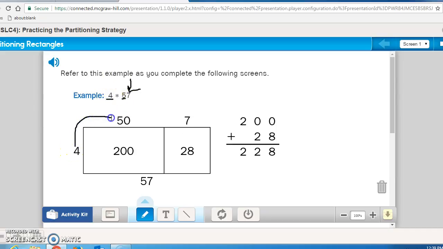So first you take 4 times 50, and in the box you would have written 200. Then you would have taken 4 times 7, and in the box you would have written 28. Then you would have taken 200 plus 28 to get 228. This is just another way to come up with your answer for finding a larger multiplication problem if we were looking at area.